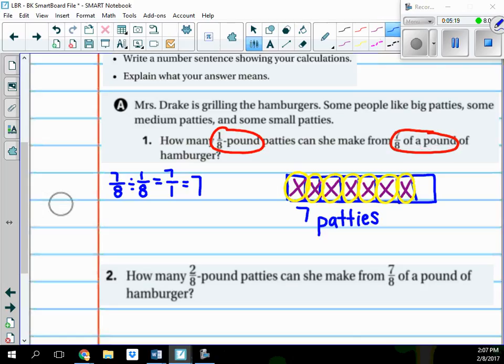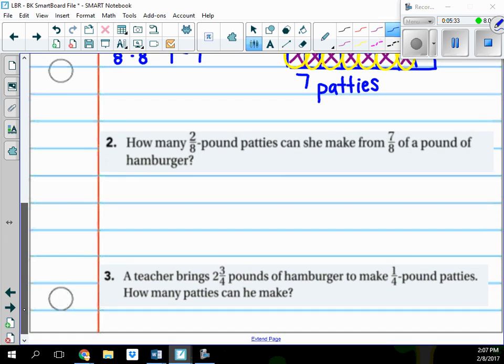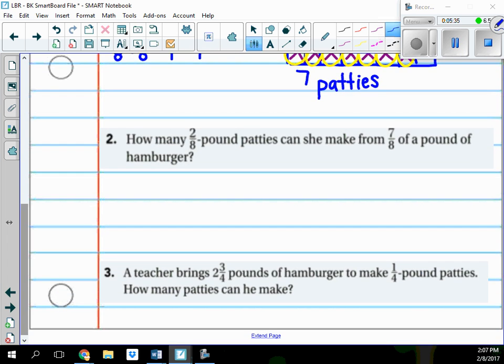How you feeling about that? Good. We're going to do our next problem. This is a level 2 problem. You need to listen to this very carefully because there's a really big idea we need to take away from this one. All right. So this one says, how many 2/8 of a pound patties can we make from 7/8 of a pound of hamburger? Okay, I want you to tackle this by yourself, and I'll get back to you in just a minute.